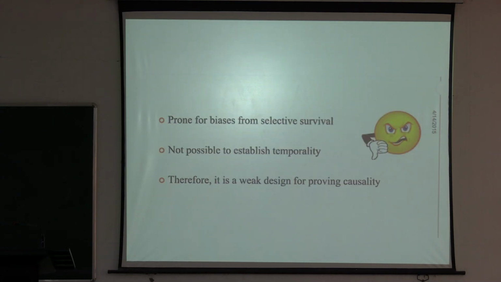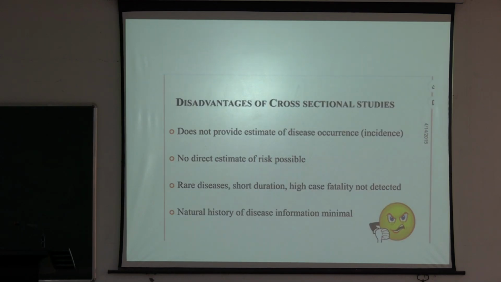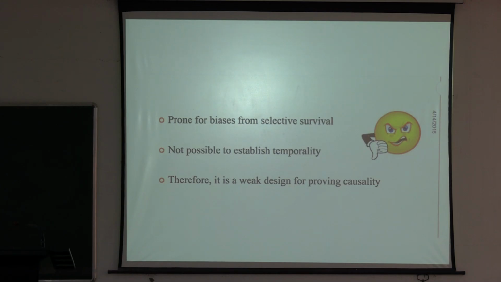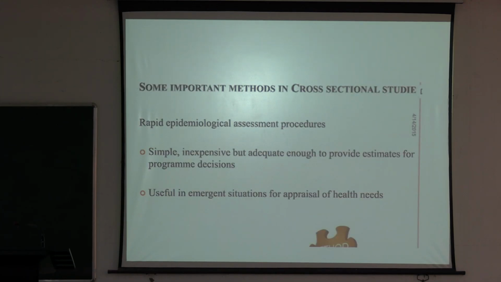Okay. And it is prone for biases from selective survival, and it's not possible to establish temporally what is the cause. Therefore, it is actually a weak design. So, cross-sectional study is actually a weak design, you need to intervene or do a follow-up or something. Okay. So, it's a weak design for proving the cause. So, you have other things also. When you don't have time, this is the best thing.